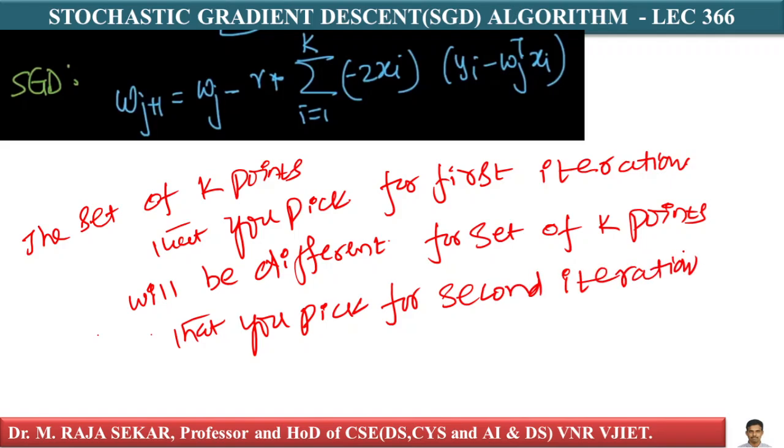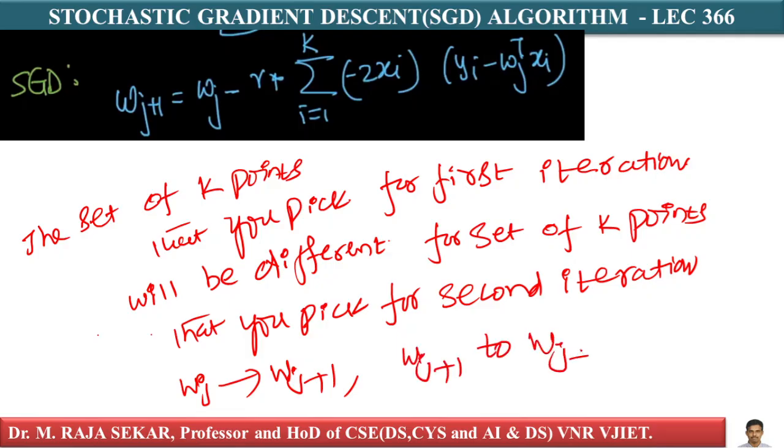Isn't it? You need to pick these random set of k points every time, for every iteration. The one that you use to update from wj to wj plus 1, and from wj plus 1 to wj plus 2, we will use a different set of k points.